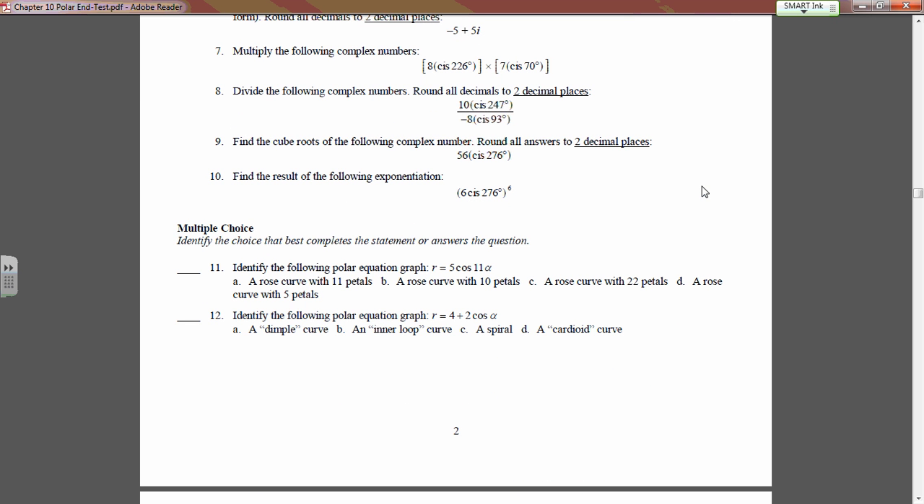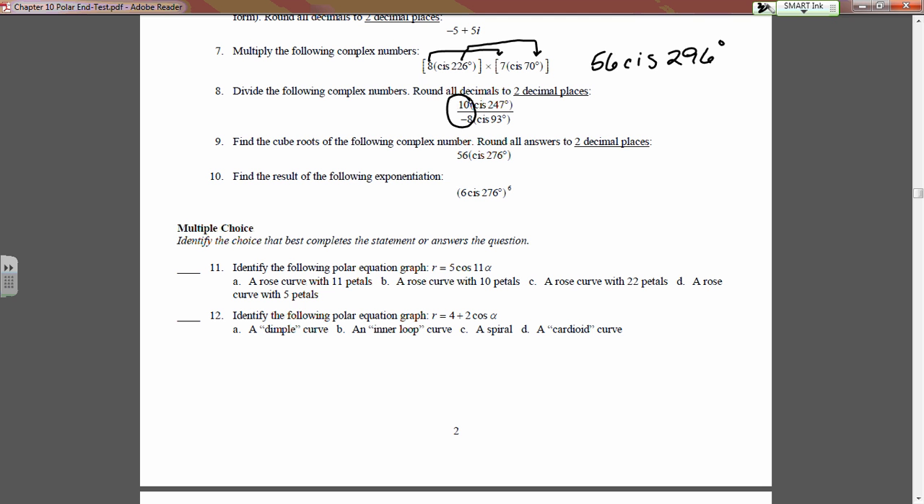Where are we at? Number 7, multiply the following complex numbers. Remember, when you multiply complex numbers, you multiply the radii and you add the angles. So 8 times 7 is 56, CIS, 226 plus 70 is 296. So there's your multiplication. Now when you divide, remember, you divide these.